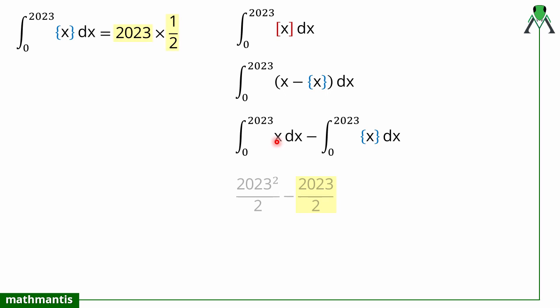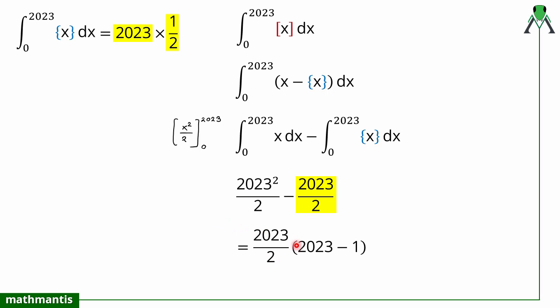X square by 2 will be the integration, from 0 to 2023. If you apply the upper limit 2023, the value will come out to be 2023 whole square by 2. And the lower limit is 0, so that value will come out to be 0. So this will be the particular value. And this value we have already evaluated like this. From these two, you can see 2023 by 2 is common, so we'll take it outside. It will become 2023 minus 1.